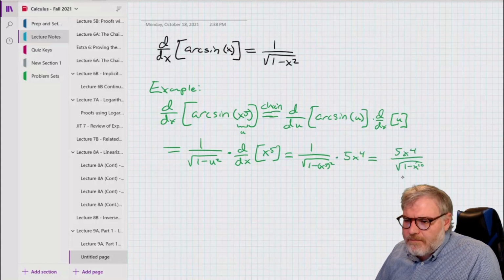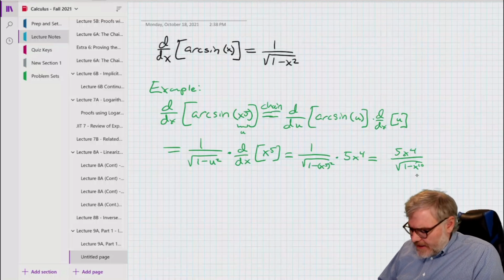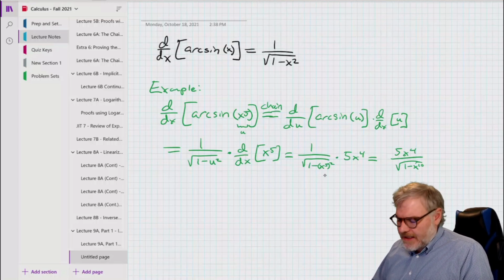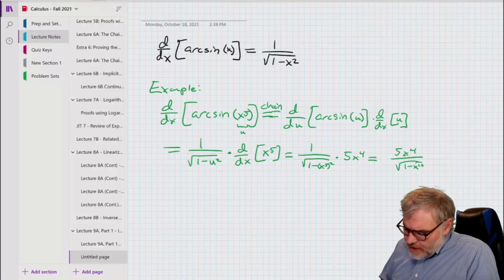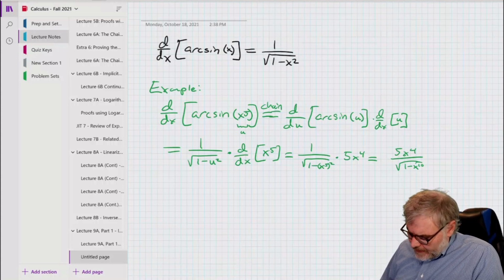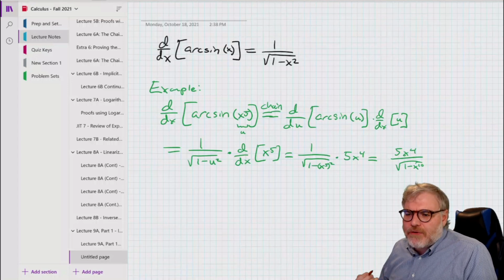And I'm going to wind up with 1 minus x to the 10th on the bottom because I had x to the 5th squared again. And be careful of that. So that's the derivative there. That's how I use the derivative rule. Okay. Now, how do I prove it?